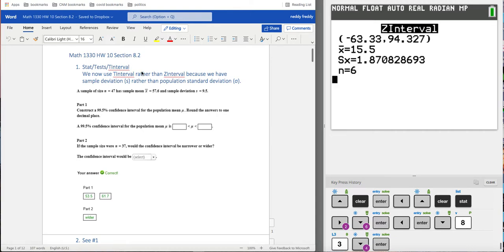So in section 8.2, the only thing that's different compared to 8.1 is that now we're going to use the t-interval, and that is because we have the sample standard deviation rather than the population standard deviation. So that's in a case where we don't know the reference population standard deviation. But the process is identical.